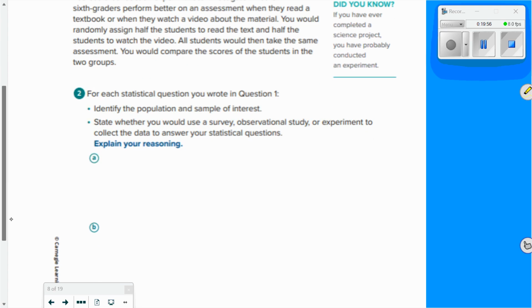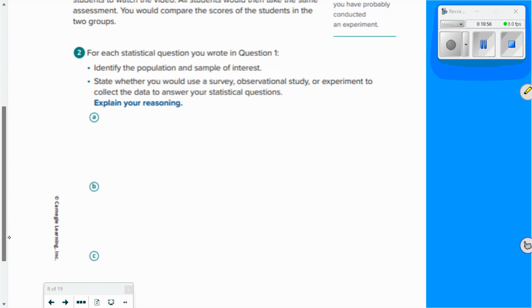So now we're going to go back to the questions that you guys just wrote. We want you to identify the population and sample of interest, and then state whether you use a survey, observational study, or experiment to collect the data to answer your statistical question. Everybody should at this point have 3 questions from your table group. Go back through them. Tell me what's your population and how are you going to get your data. We'll give you about 5 minutes to work through this one.